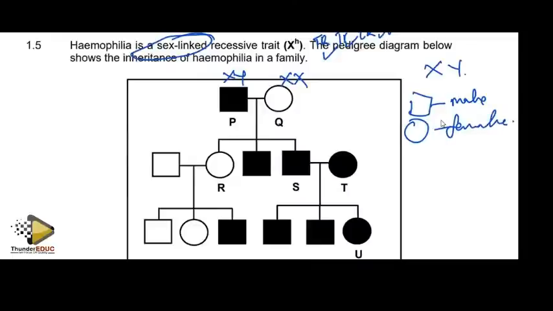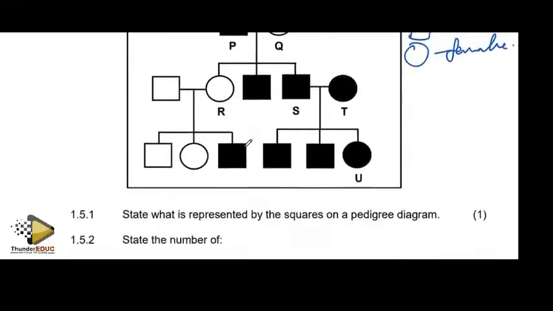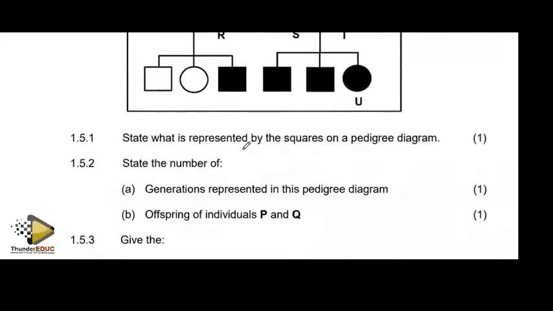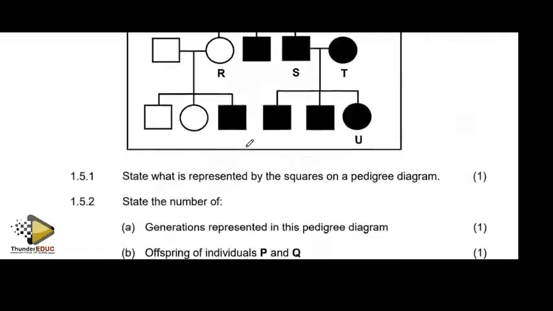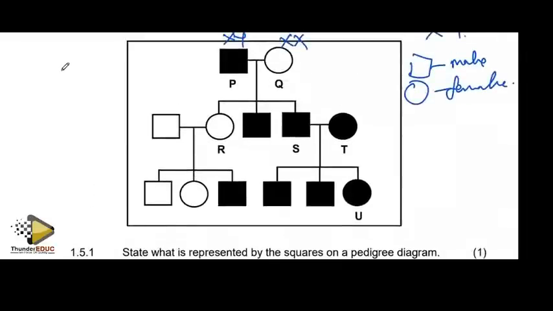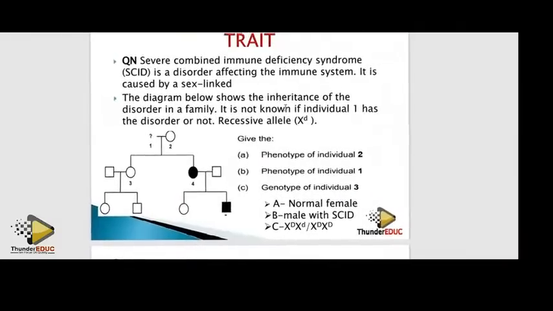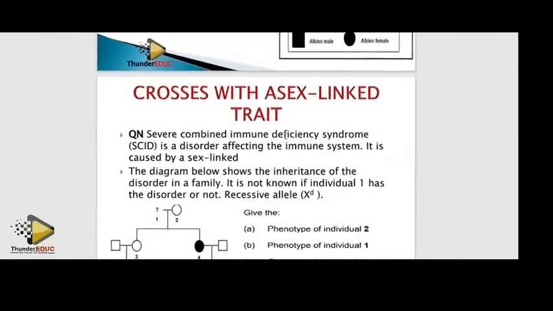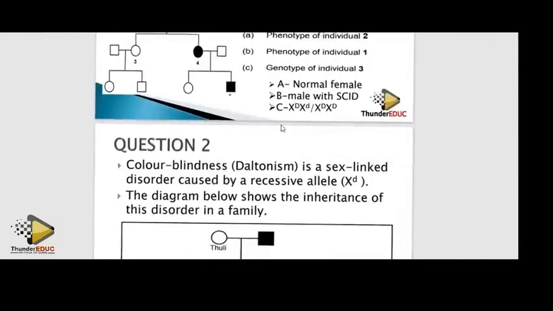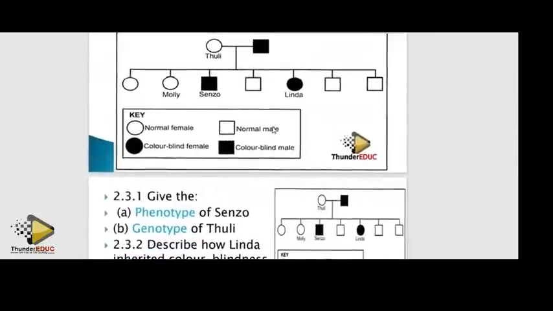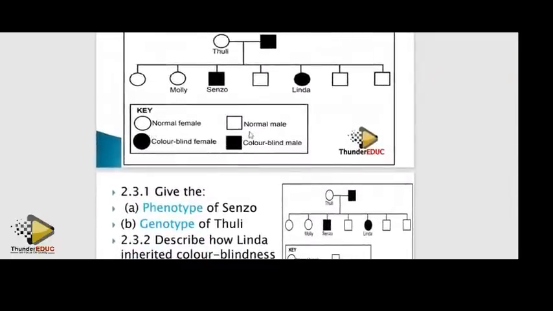Sometimes we don't give you a key. Sometimes we can even ask you what a box means. Yes, so let's continue to our pedigree. Can this question be answered by our booklets? Yes, because we have many questions concerning pedigree diagrams. Let's see. Yes, this is a sex-linked disorder. So it means that whenever you see a sex-linked pedigree, a box means a male, while a circle means a female.